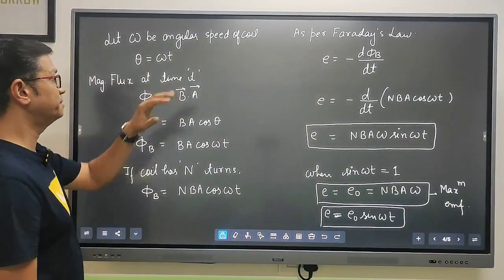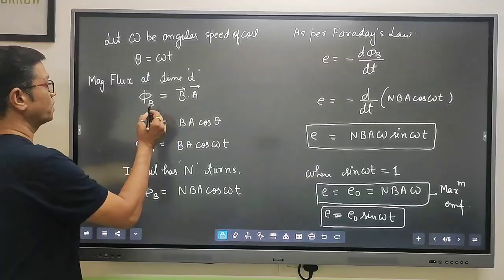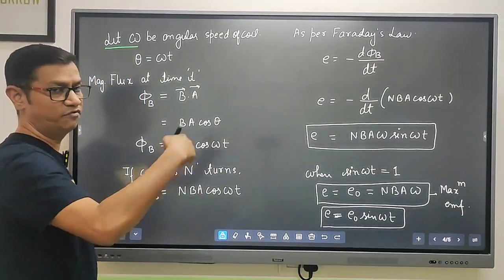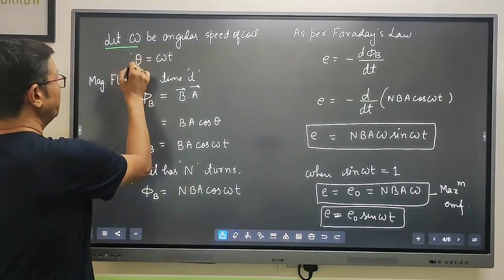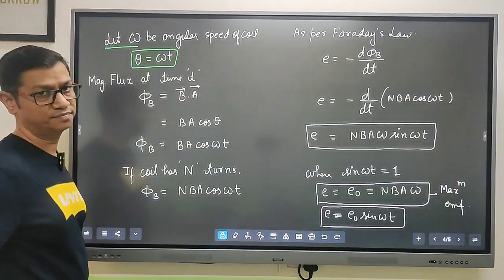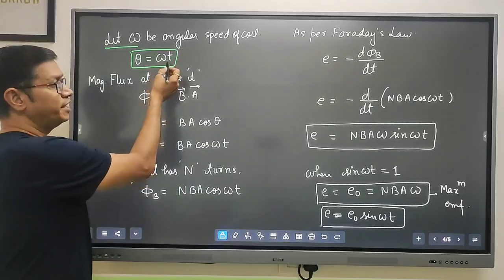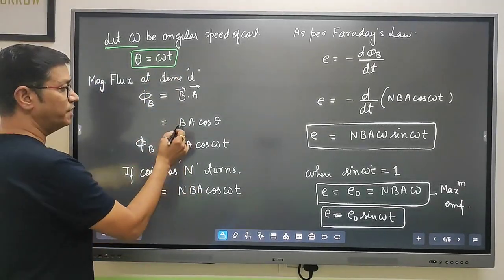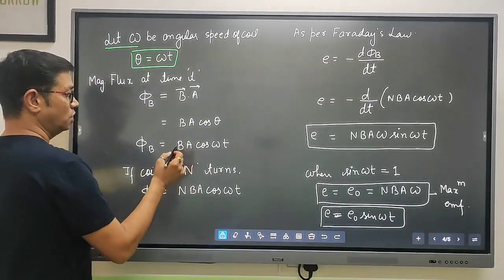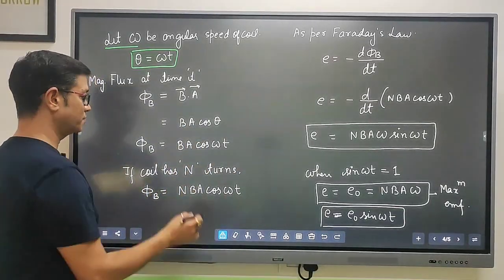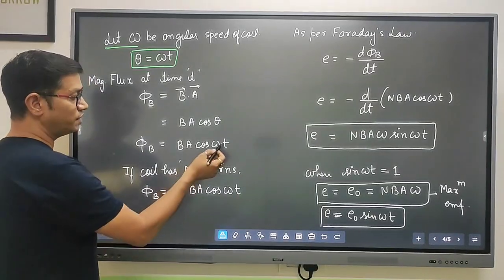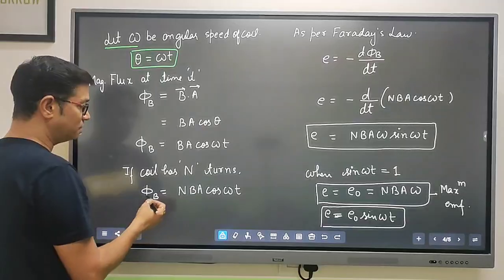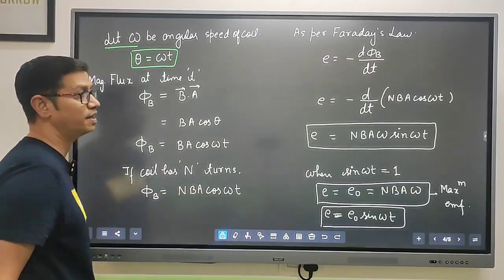If I want to write the magnetic flux, we'll assume omega is the angular speed of the coil with which it is being rotated. So theta will be equal to omega times t, right? Angular displacement is equal to angular speed into time, omega t. Magnetic flux at time t would be B dot A, so it will be BA cos theta. Now BA cos omega t. Now this is the flux. Obviously you can see there's a time here, so with time it is changing. So if the coil has N turns, the total flux would be NBA cos omega t.